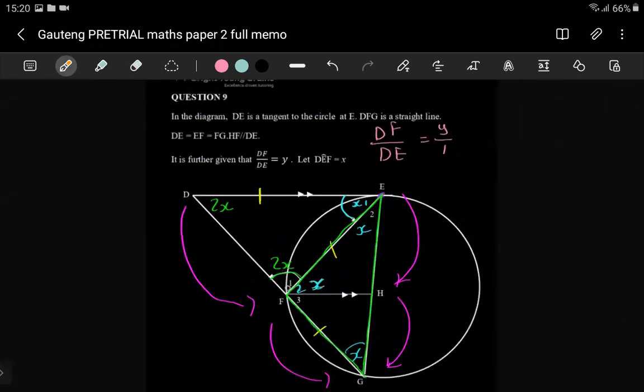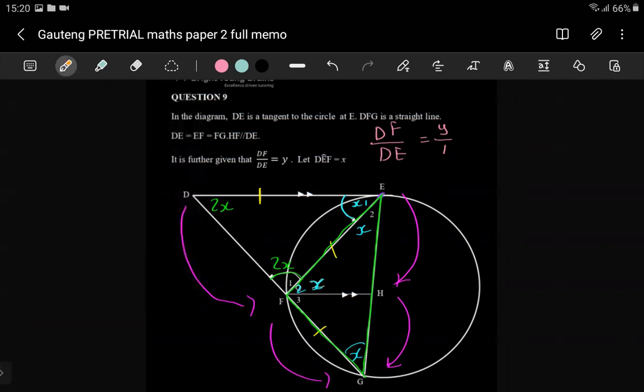Exterior angle of a triangle is equal to the sum of the opposite interior angles. So if this is 2x, this is 2x. Actually, we can show that this is 2x because of exterior angle of a cyclic quadrilateral. And then we can say all these angles add up to 180, right? And then we solve for x. And then we'll be good to go with the angle D.